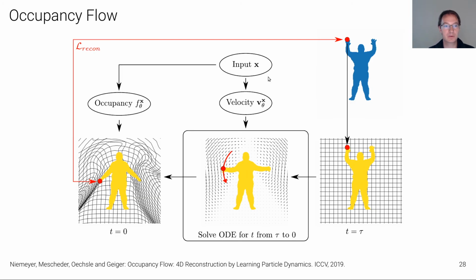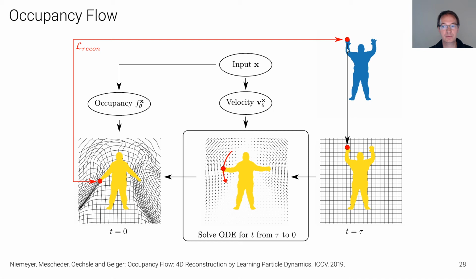Here's an illustration of the approach in general. Here on the right, you can see at time equals tau, a ground truth object. And then you can see here that this object is deformed in our model through time, such that this left arm, for instance, moves here downwards at time t equals 0. And we can solve this ODE differentiably. Our model predicts then the occupancy at time equals 0 and the velocity field at all continuous time instances.